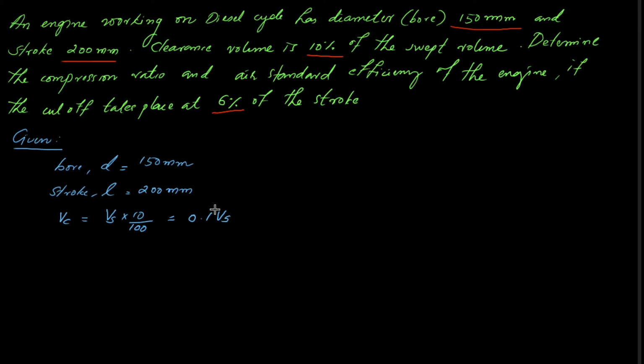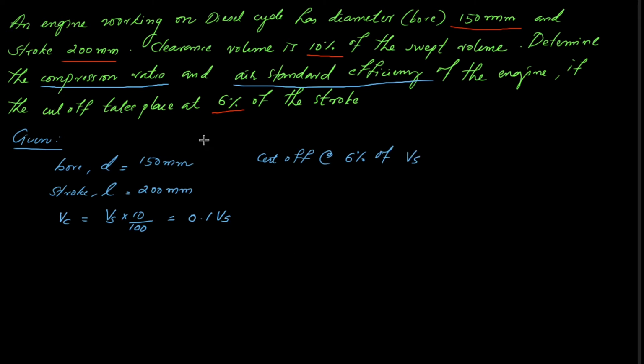And we want to determine the compression ratio and air standard efficiency of the engine if the cutoff takes place at 6% of the swept volume. So that also we will write here. Cutoff: so fuel, or heat addition, is cut off at 6% of the swept volume Vs.